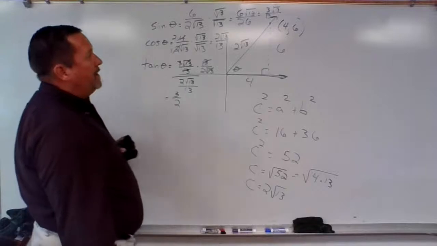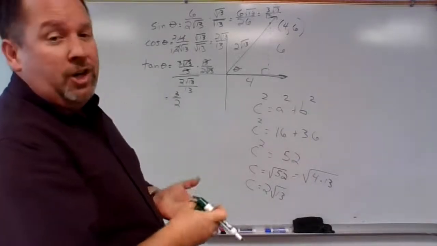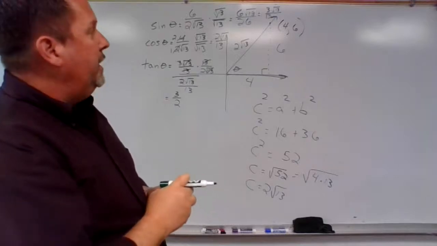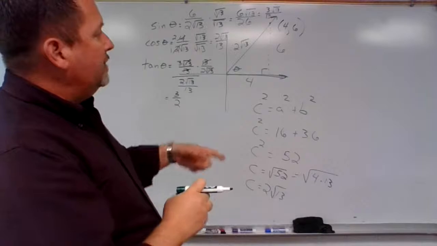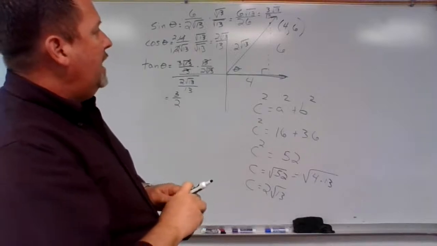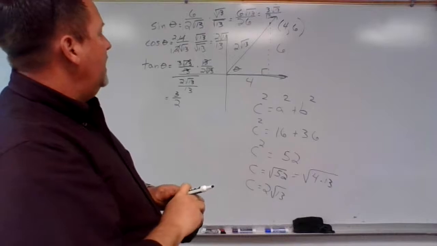All right. That might seem really messy, but it actually goes pretty quick if we can remember SOHCAHTOA. Hopefully you have that written down and committed to memory. Sine is opposite over hypotenuse. Cosine is adjacent over hypotenuse. Tangent is opposite over adjacent.